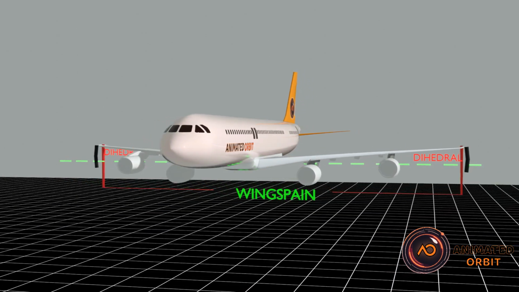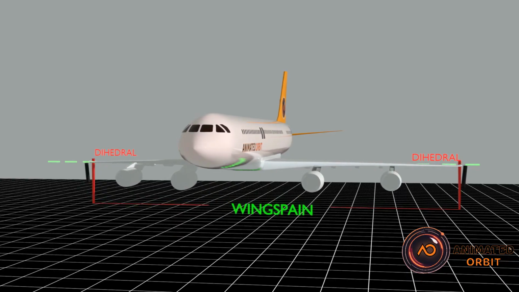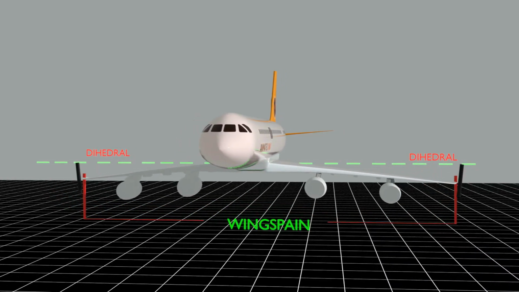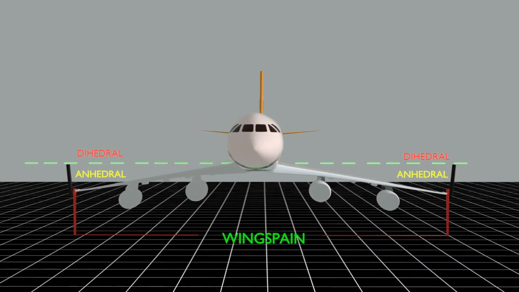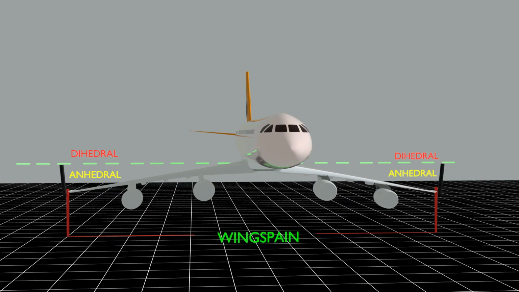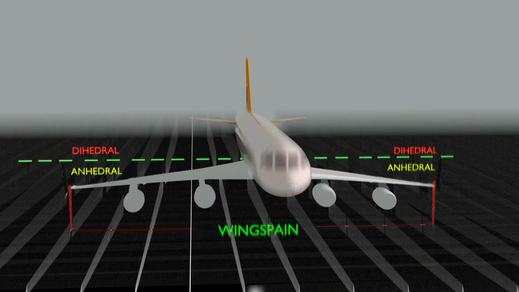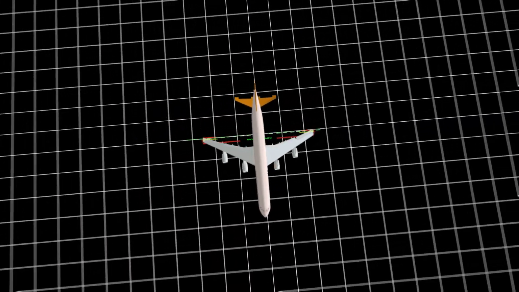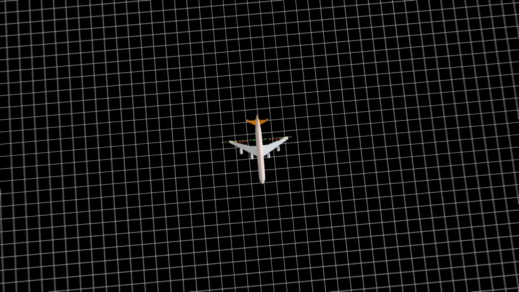Anhedral angle: the anhedral angle is the downward tilt of the wings from the horizontal plane. It reduces stability but improves maneuverability, often used in military jets. Example: fighter jets with anhedral angles are more agile in combat situations.